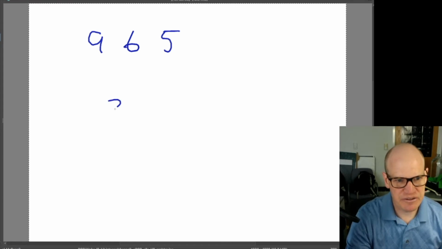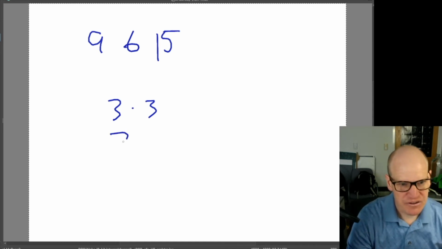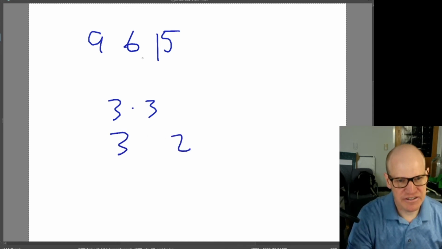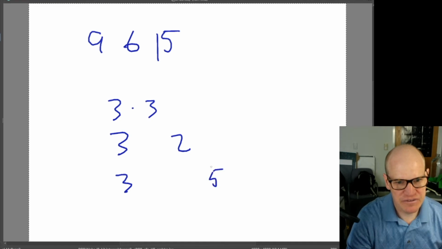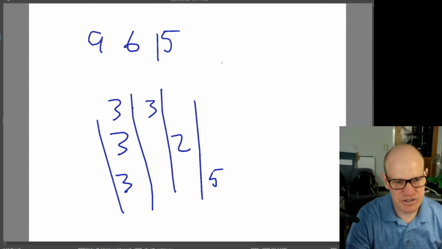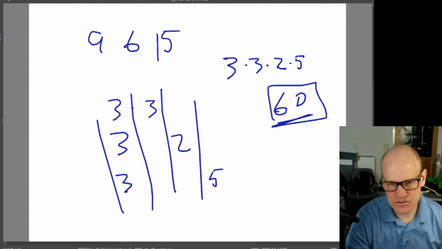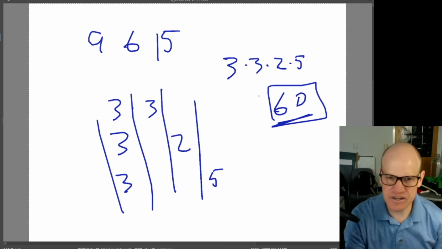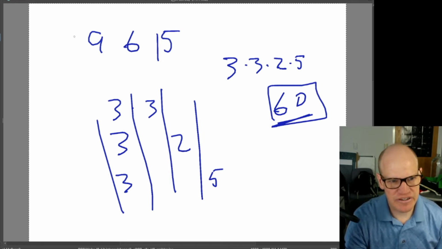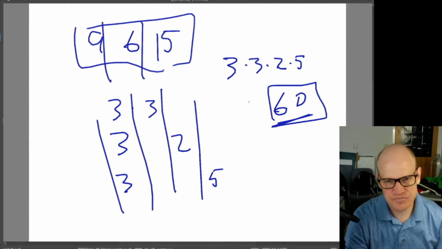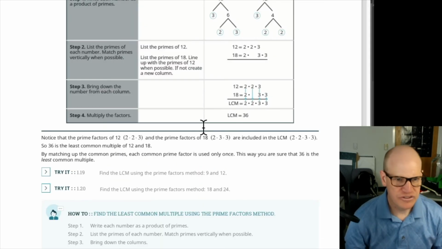So you do the same thing, 3 times 3. Let's do 15. Okay, 3 times 3, 3 times 2, and then 3 times 5. So each one gets its own column. You take 1 from each of those columns, so I get 3 times 3 times 2 times 5, and I should get 30. No, I don't get 30. 3 times 3 times 2 times 5 is 60. So 60 is the least common multiple, the smallest number that each of these things can divide into. So that's a useful thing.